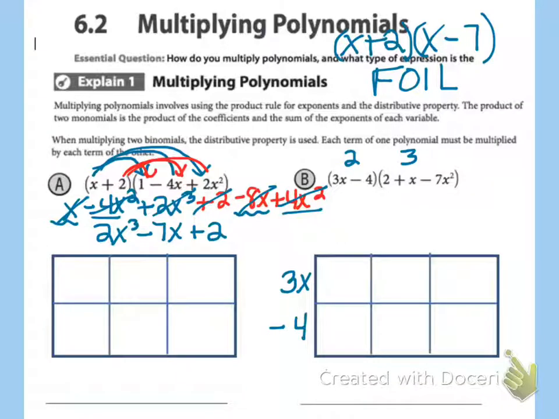So I just take any negative signs and carry them along with the term after it. So that would be a 3x and a negative 4. And then along the top, I make sure I put it already in standard form. So if it's not already in that descending order, I put it in that descending order. So the first term would be the negative 7x squared, and then the next one would be the positive x, and then the positive 2.